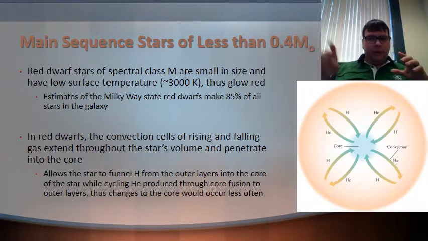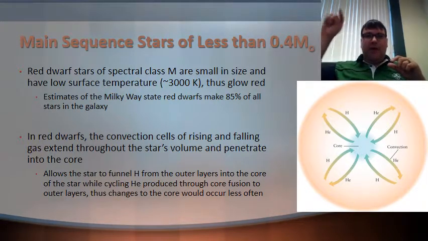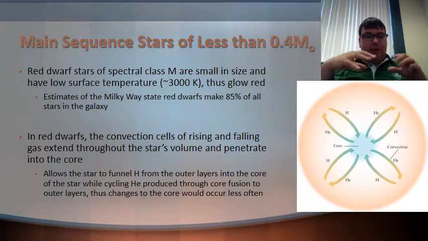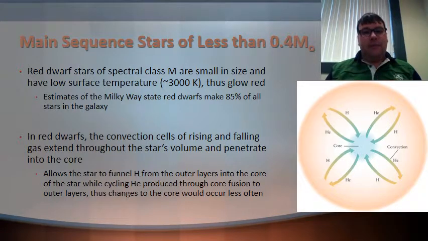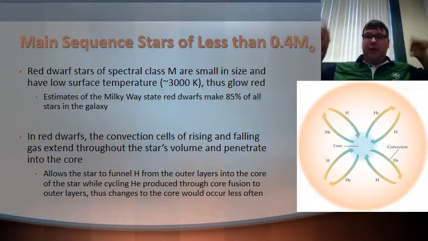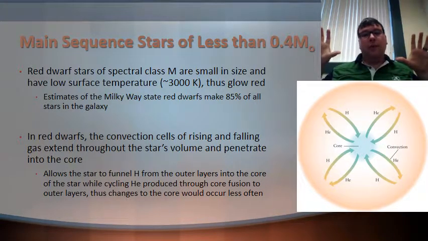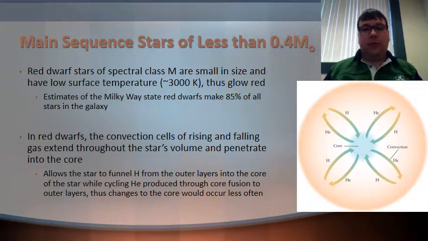Now, as you're going through this process of cycling heavy out, light in, what you're able to do is use almost 100% of the star's mass, unlike a star that is much heavier, because the radiative pressure is keeping the convection cycles away from the core. But a red dwarf like what's pictured is actually allowing all of that material to be cycled. That's really cool.